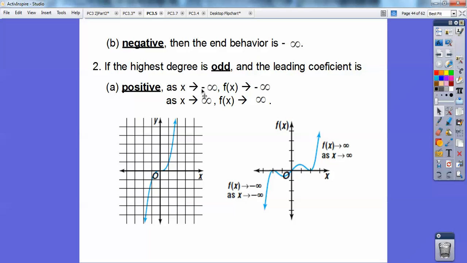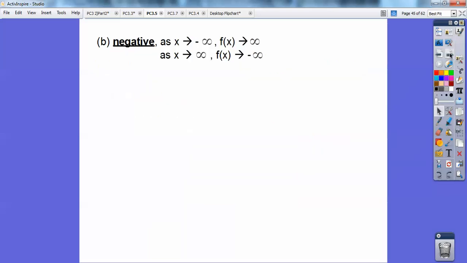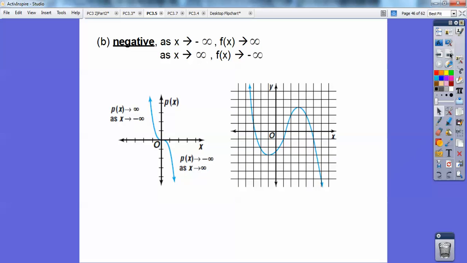So as x goes to negative infinity, f of x is going to negative infinity. As x goes to positive infinity, as x goes that way, my graph f of x is shooting up that way. So as x goes to positive infinity, f of x also goes to positive infinity. Remember, if it's odd this time and it's negative, you're going to have graphs that look like that. So as x goes to the left, f of x is going up. So as x goes to negative infinity, f of x goes to positive infinity. And as x goes to the right, f of x goes down.